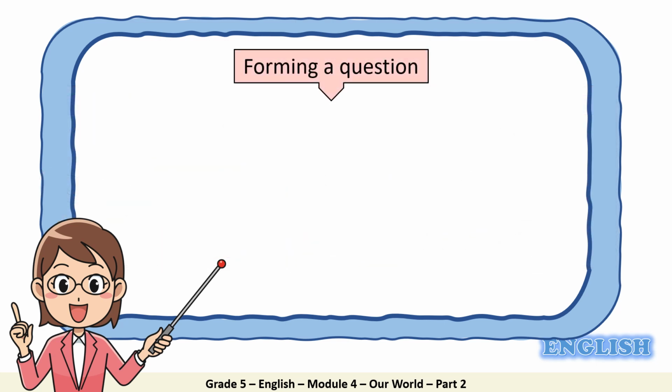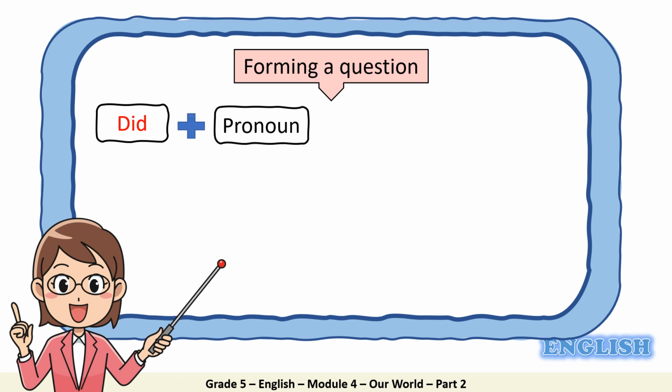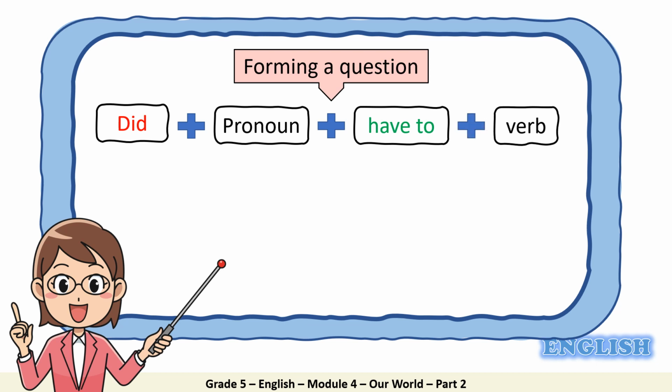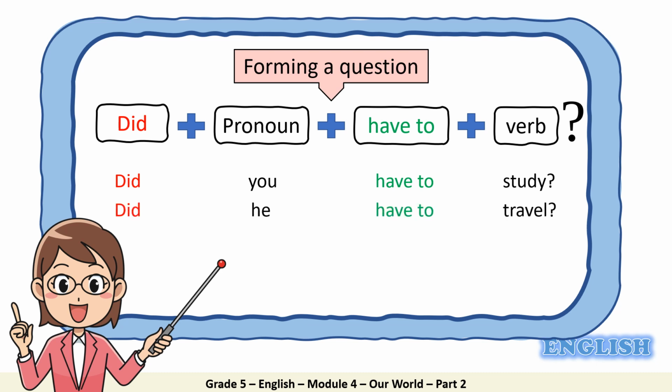Forming a question using had to is very easy. We will start with the verb did, we will follow it with a pronoun, then have to, and at the end we will put the verb followed by a question mark. For example, did you have to study? Did he have to travel? It's very easy, right?